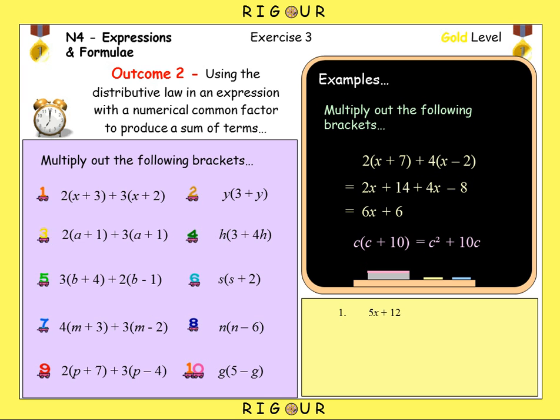So number 1, 5x plus 12. Number 2, 3y plus y squared. Number 3, 5a plus 5. Number 4, 3h plus 4h squared. Number 5, 5b plus 10. Number 6, s squared plus 2s. Number 7, 7n plus 6. Number 8, n squared minus 6n. Number 9, 5p plus 2. And number 10, 5g minus g squared.